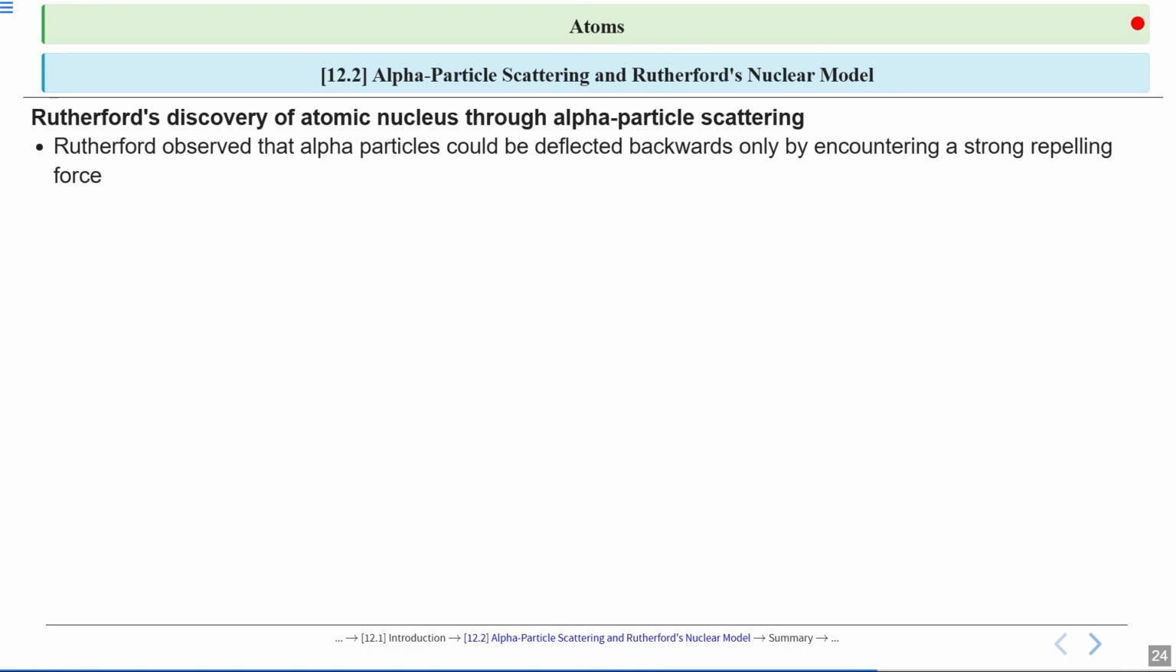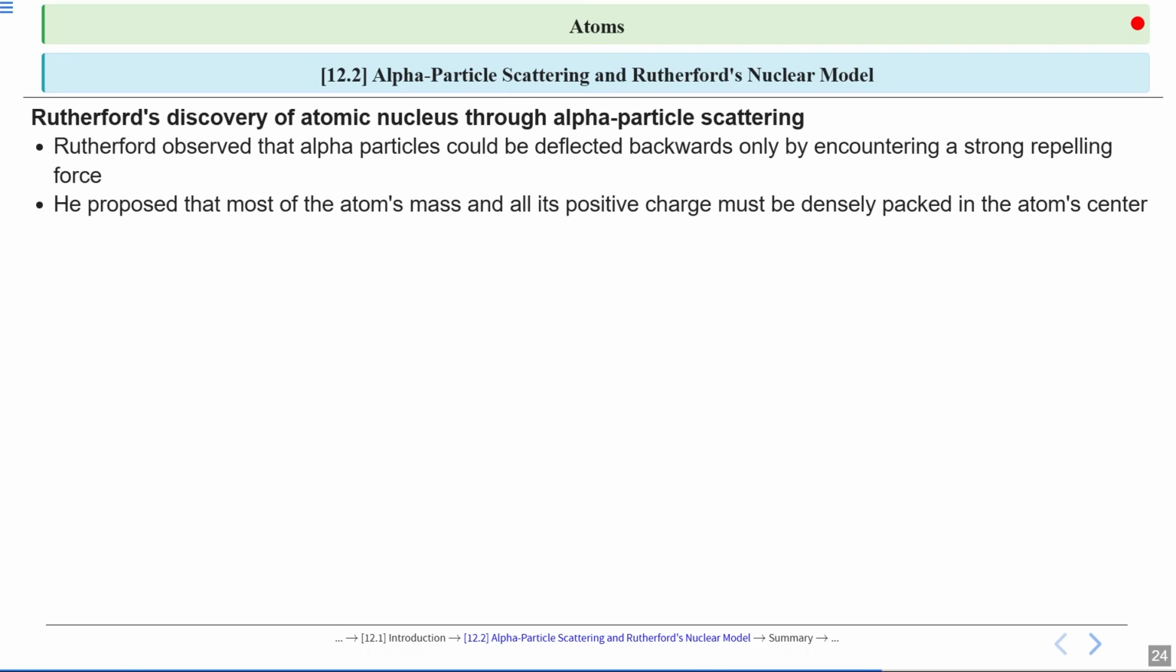Let's look at what Rutherford observed. He noticed that some alpha particles, which are positively charged, were deflected backwards when they hit a thin gold foil. This was surprising because according to the old model, atoms were thought to be mostly empty space with evenly spread positive charge. The strong backward deflection suggested a powerful repelling force inside the atom. To explain this, Rutherford proposed that almost all of the atom's mass and its positive charge must be concentrated in a tiny central region, which we now call the nucleus.